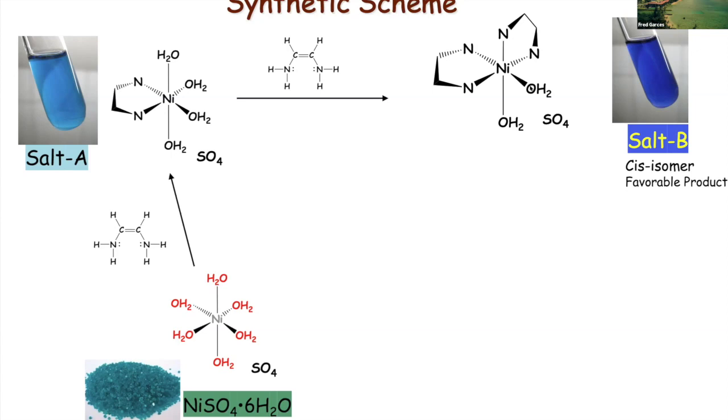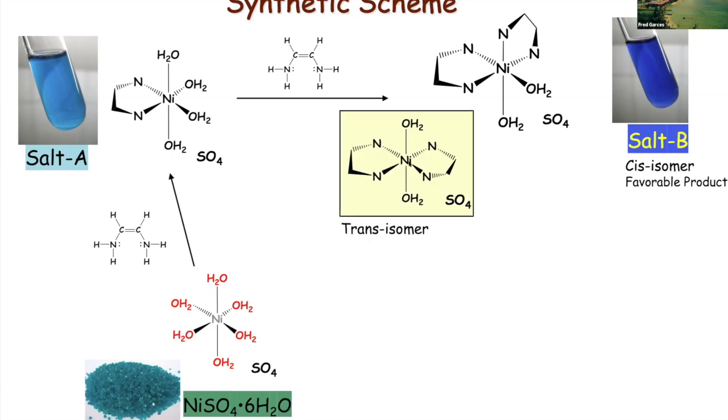Okay, there's also a side product here, and this chemical is different from this chemical. You notice how the waters are next to each other in this chemical? It's called the cis isomer. These waters are opposite each other. It's called the trans isomer. You guys are generating the cis isomer in the synthesis.